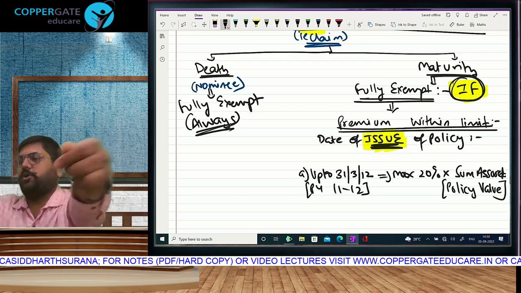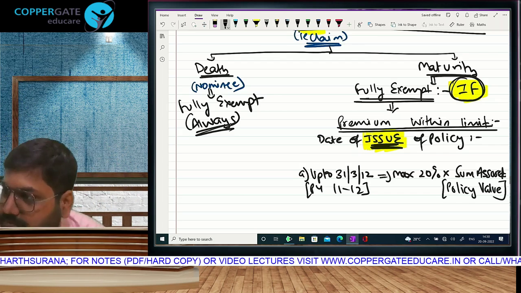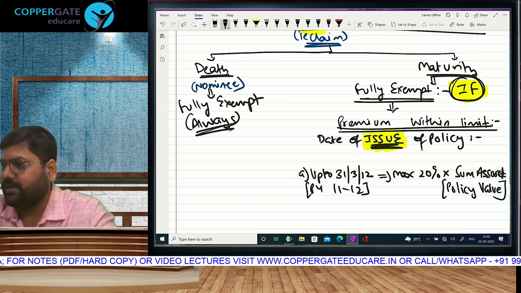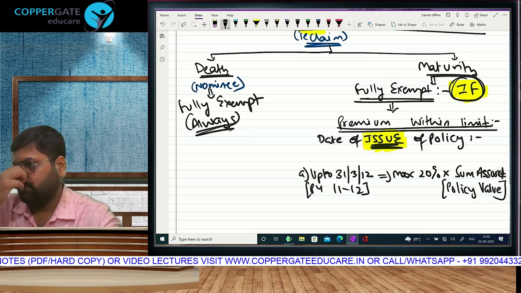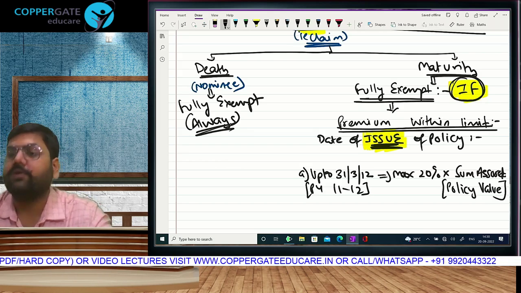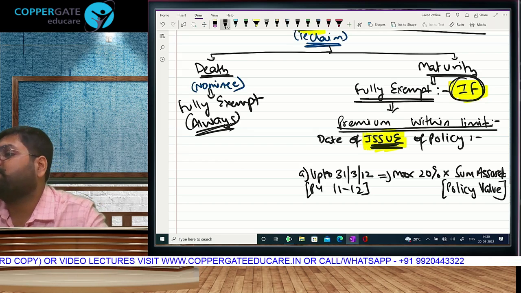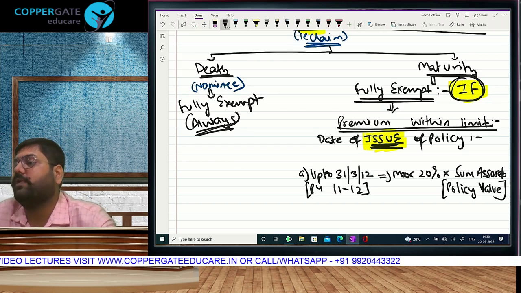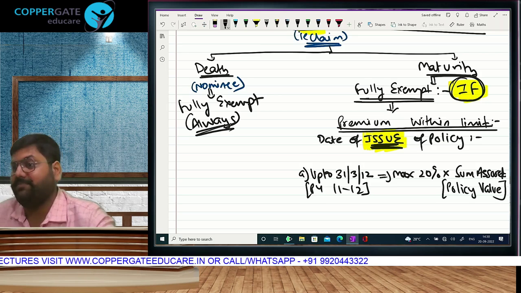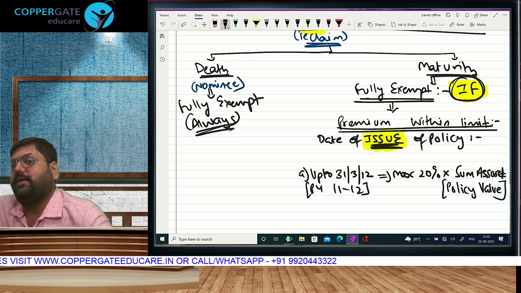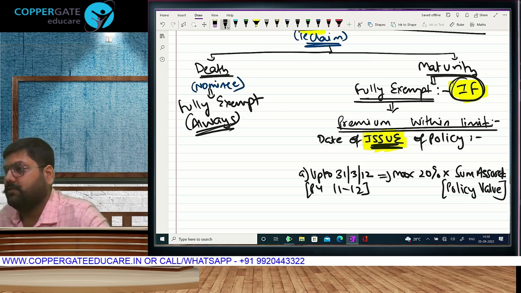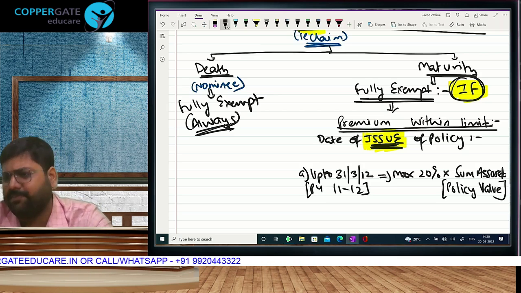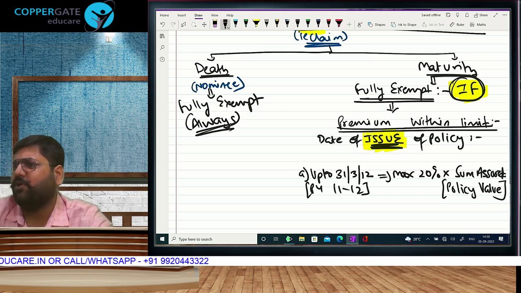Wait please, I have to explain to you part by part. We are doing maturity cases. Maturity cases will grant you exemption with the condition that the premium has to be within the limit. If your premium is within the limit, you'll get the exemption. What is the limit? Go and check when the policy was issued. Any policy issued during 11-12 or before that, 10-11, 9-10, 8-9, 7-8, what is the limit? 20%.